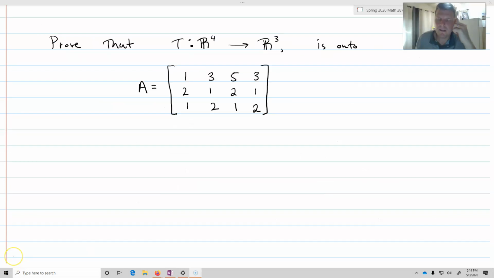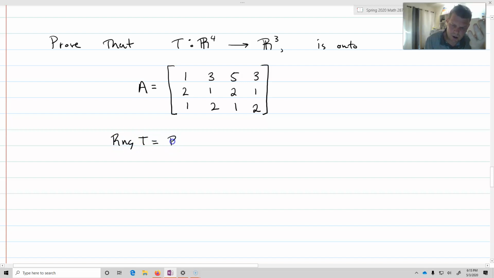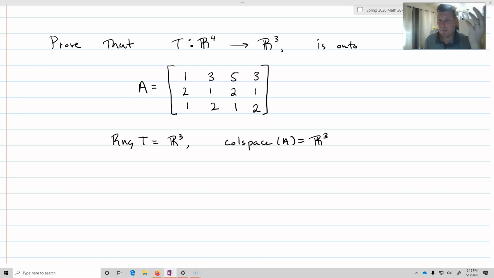Okay. So let's take a look. We've got to prove that T from R4 onto R3 is onto. So what we want to show is that the range of T is equal to R3. And that's the equivalent of saying that the column space of A is equal to R3. Those two things are actually the same. So what I'm going to do is row reduce and find a basis for the column space. And if the basis for the column space has three vectors in R3, it's going to be R3. Hence, the range of T will be R3. Remember, these two things are basically synonymous in many ways.